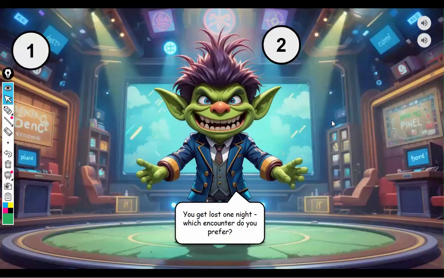So let's see the scenario here. You've got to choose one, and let's hope you're part of the more popular choice. Keep track of your points. You get lost one night. Which encounter do you prefer?